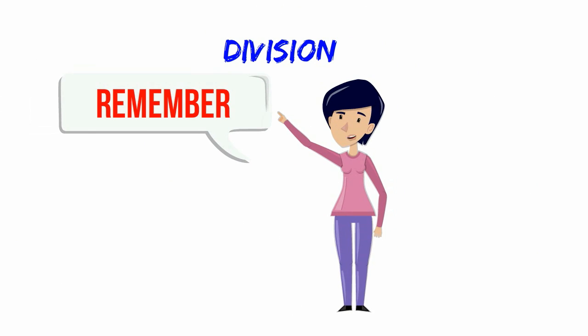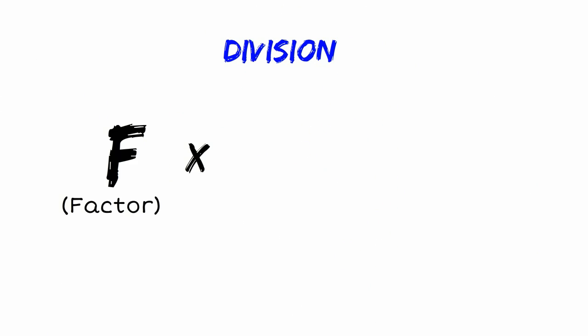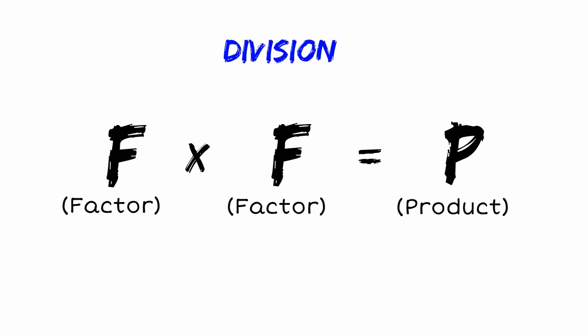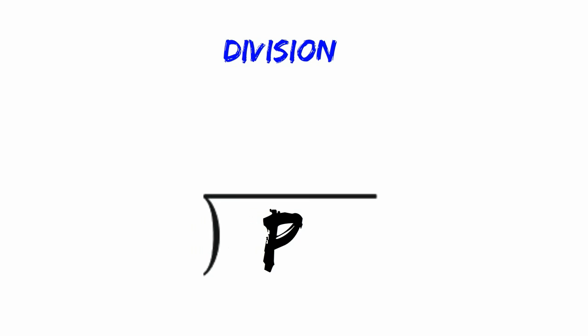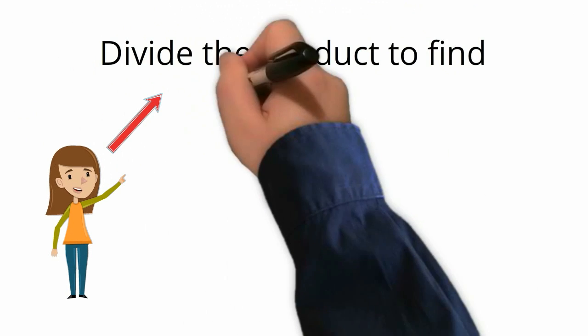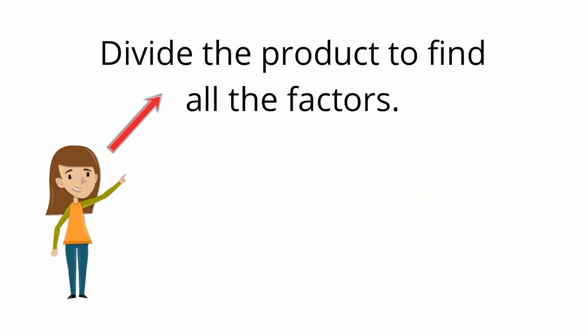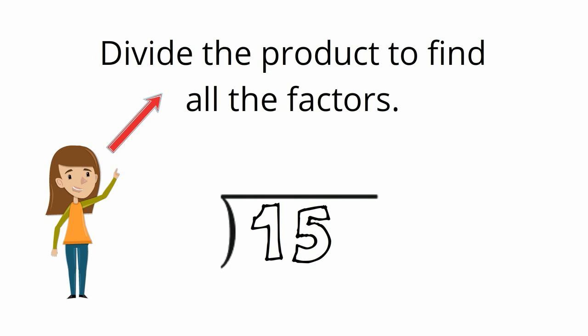Let's look at this same example in division. If a factor times a factor is equal to a product, then we can take a product and divide it by one of the factors to equal the second factor. When we want to find all the factors of 15, we can just divide the product. 15 divided by what number should we choose?